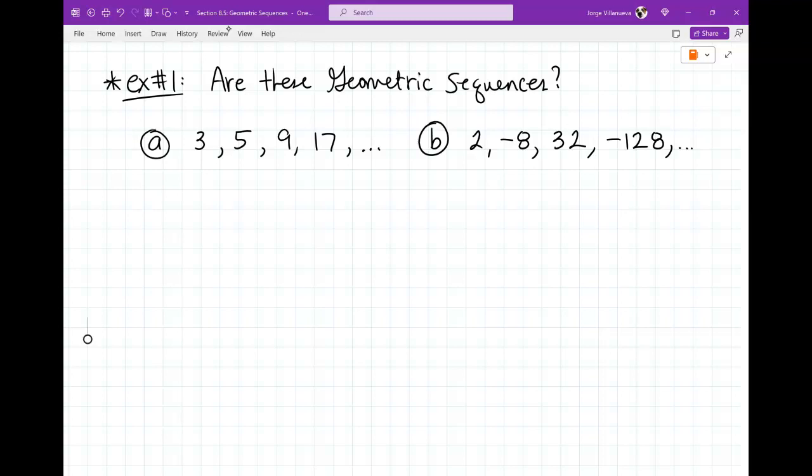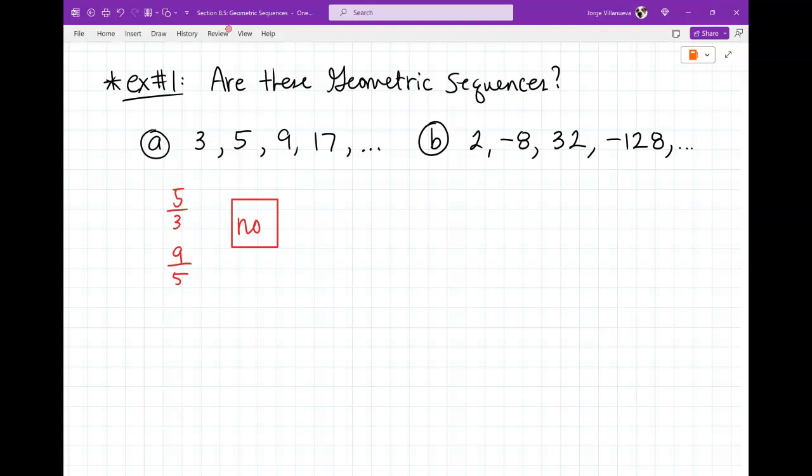So I'm going to see if the R values are consistent. 5 divided by 3. Can I reduce that? No. So that means 5 divided by 3 is just 5 divided by 3. The next one would be 9 divided by 5. Well, I can't reduce that either, right? Are these identical? No. So my answer is no, not a geometric sequence.